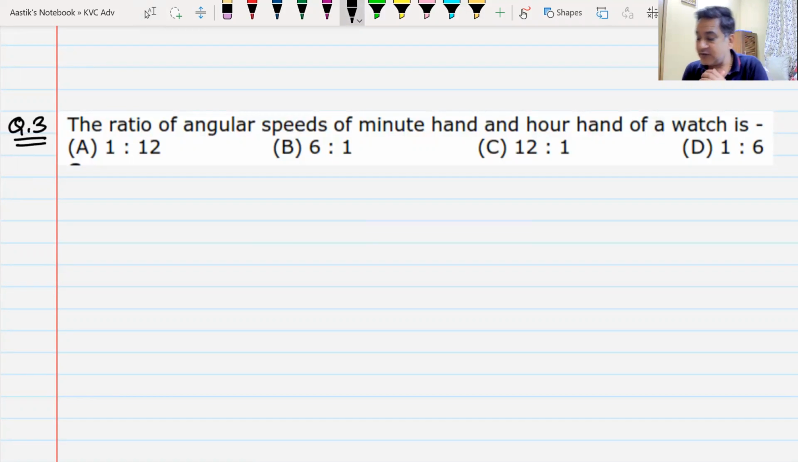The ratio of angular speeds. Sometimes in some questions, instead of angular velocity, they might call it angular speed. Whenever they use the term angular speed, it means the magnitude of angular velocity. Do you understand this? It does not have the direction sense. Yes, the ratio of angular speeds of the minute hand and the hour hand of the clock. Watch or a clock, whatever you call it.